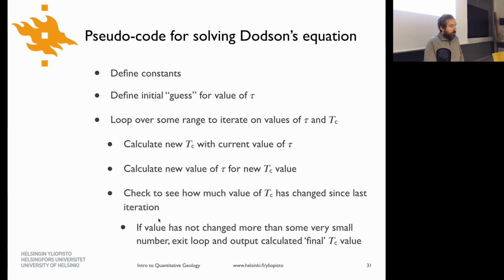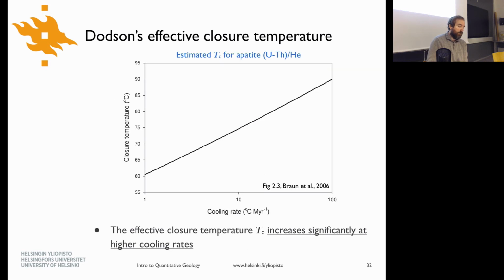Okay, so in general, what we would do if we were going to solve Dodson's equation, as you'll see in the exercise for today, is define some constants. These are basically material properties for the mineral system we're considering. Put in some initial guess for the value of tau, and then go over some range of values and iterate for the values of tau and the closure temperature. So calculate a new closure temperature with the current tau, calculate a new tau with the new closure temperature, and then do the same thing a few times until you see the value is not changing. And you'll see something similar in the exercise for today.